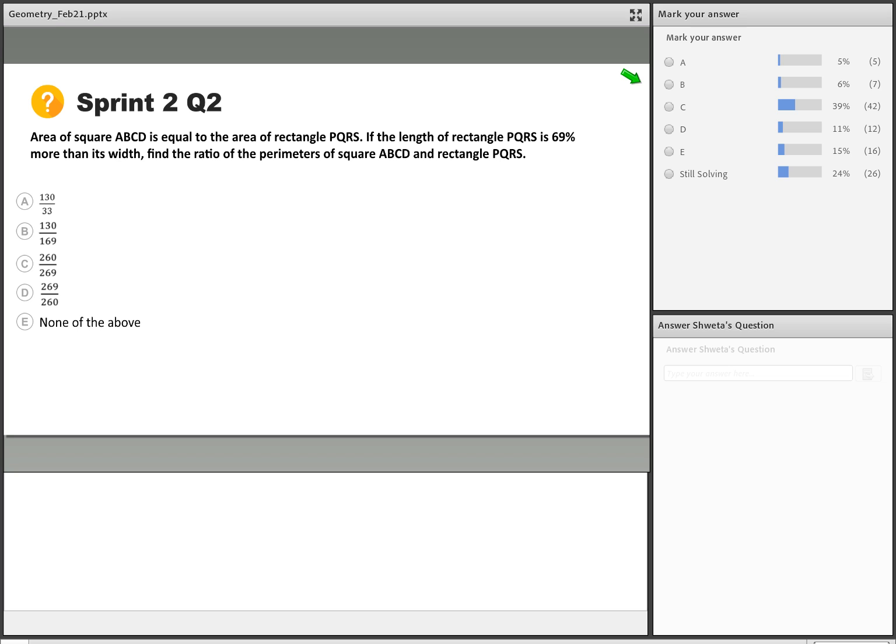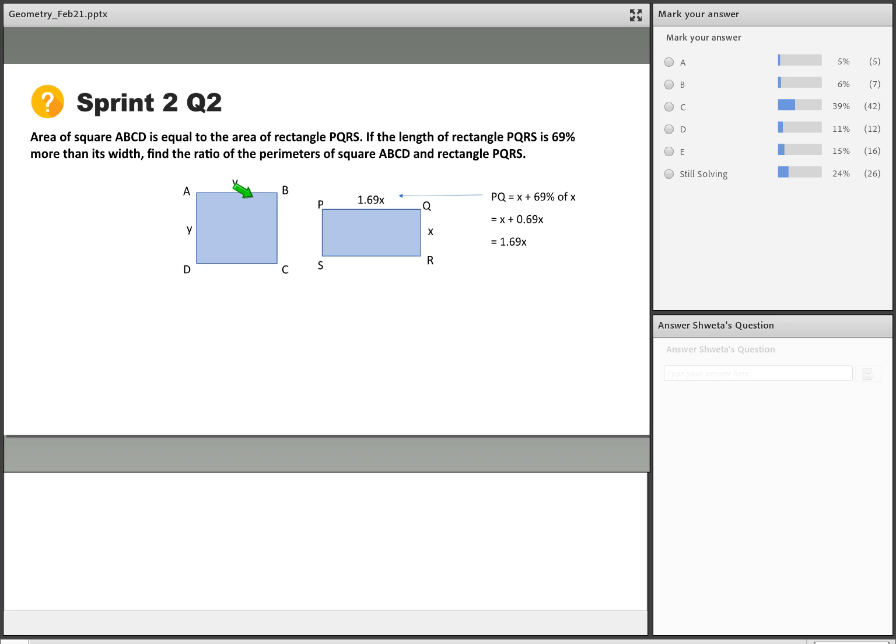Let's see how this is working. All right, we have the area of square ABCD, the area of rectangle PQRS, and the length of the rectangle is 69% more than the width. Find the ratio of perimeters. Well, by now we are pretty confident with ratio. We had a simpler question earlier. Let's just put everything to application here.